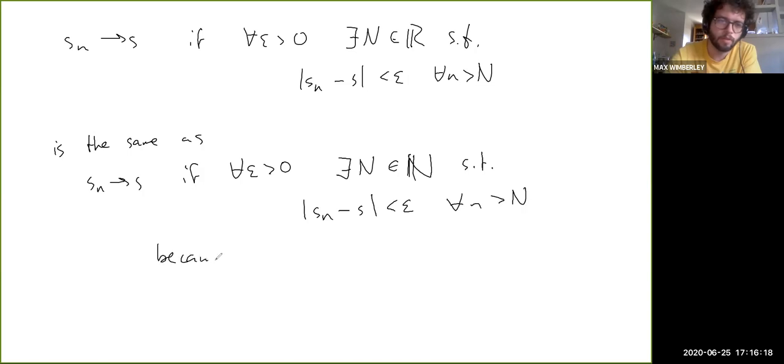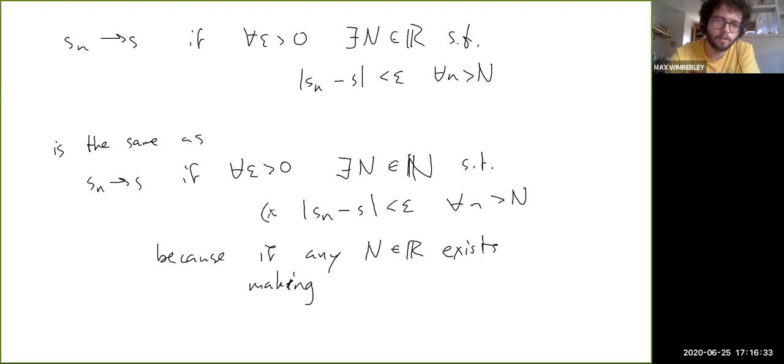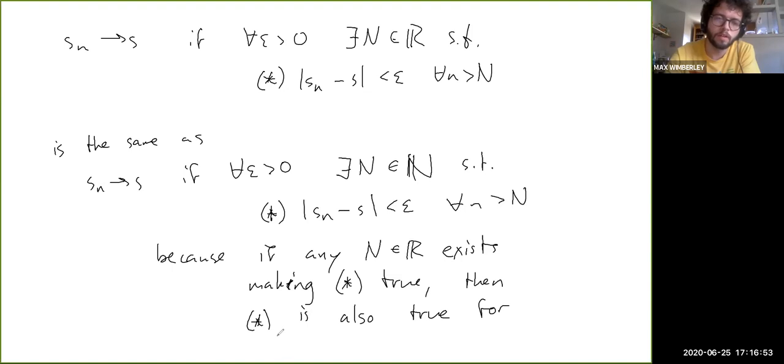Because if any n exists making, let's call this condition star, then star is also true for any integer bigger than n. Okay, so let me explain this.